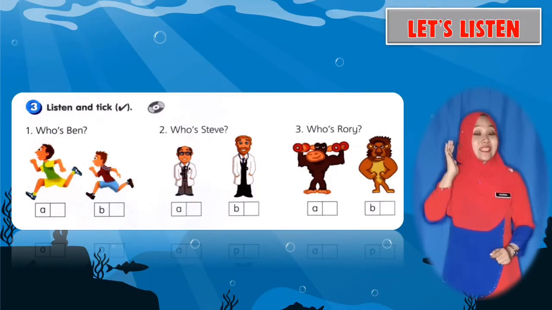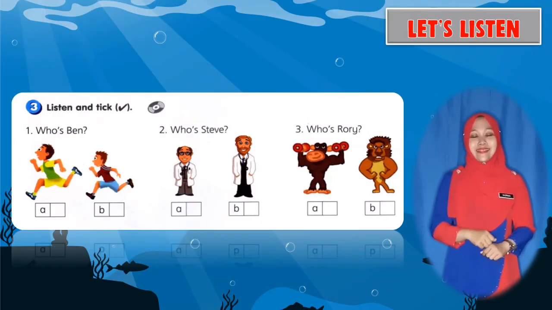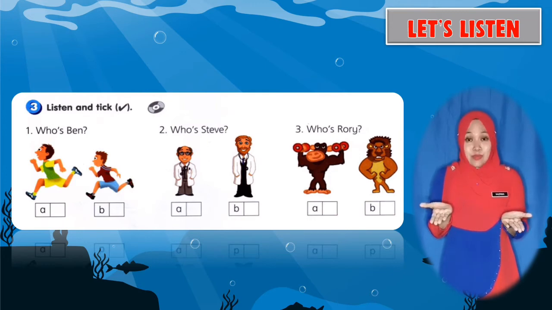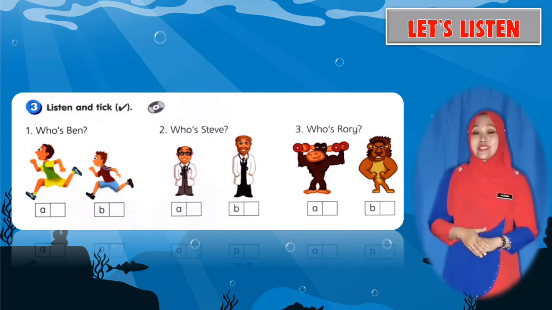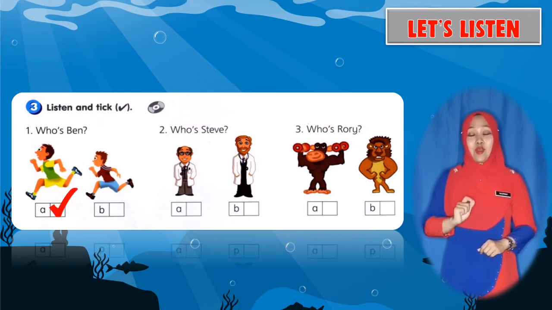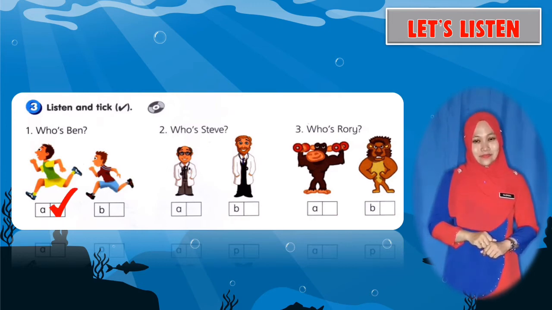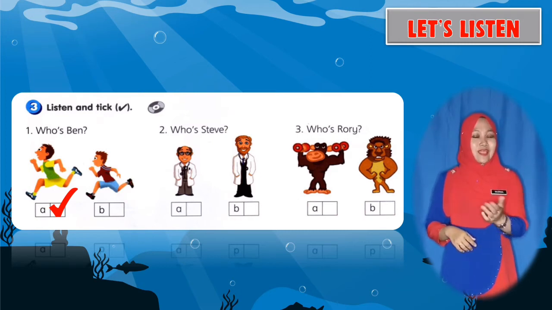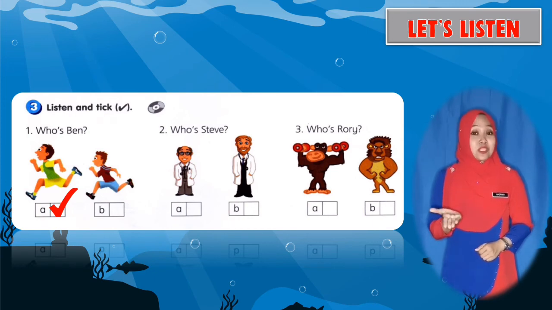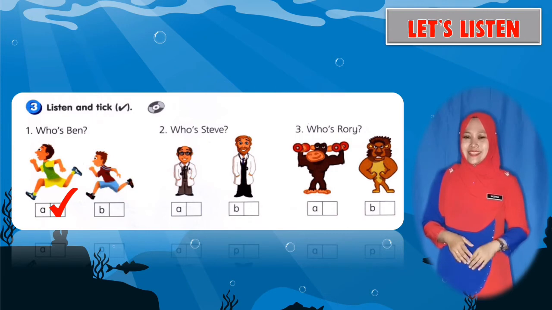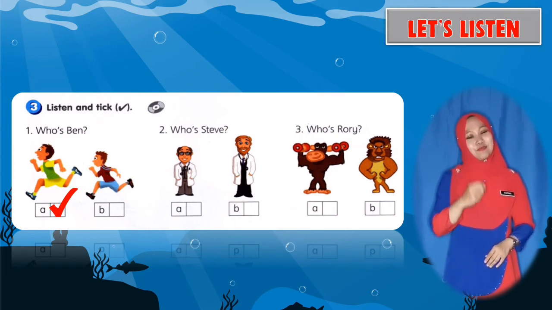You have just listened to description number 1. So, which one is the correct answer? Picture A or picture B? Who's Ben? Of course, the correct answer is picture A. You have to tick in the box next to A. Let us listen to description number 2. And after that, you have to choose which picture is the correct answer, picture A or picture B. Let's listen to description number 2.